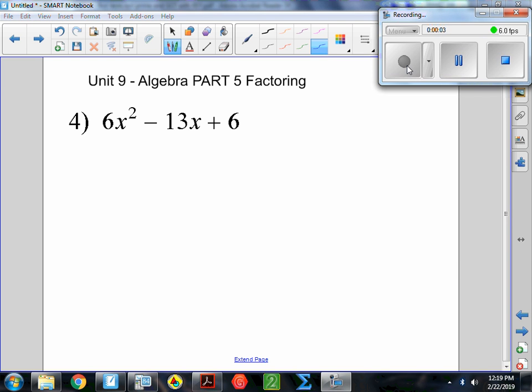Okay, this is Algebra Part 5 factoring, number 4. First thing I want to do is see if I have any common factors. I don't. So the next thing I'm going to do is split up into my two sets of parentheses.